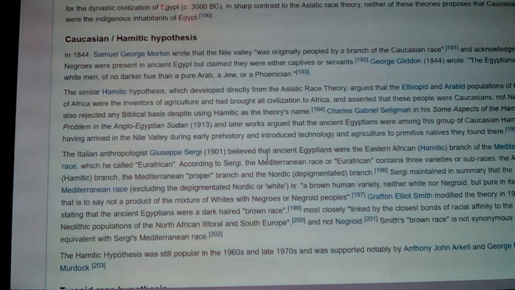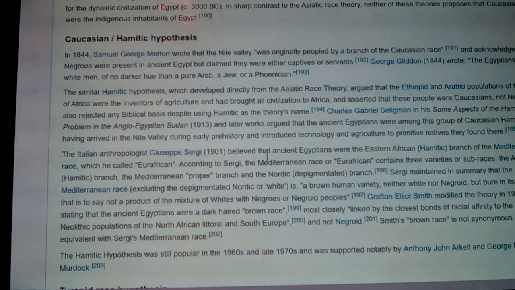The similar Hamitic hypothesis, which developed directly from Asiatic race theory, argued that the Ethiopian and Arab populations of the Horn of Africa were the inventors of agriculture and had brought all civilization to Africa, and asserted that these people were Caucasians, not Negroid. It also rejected any biblical basis despite using Hamitic as the theory's name. In other words, Ham has nothing to do with Negroes.